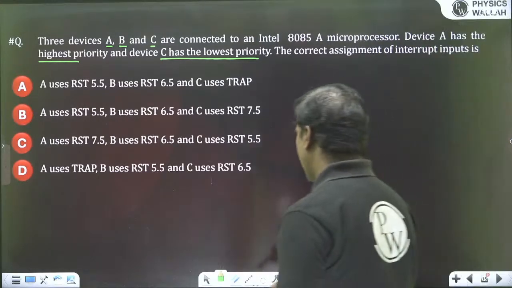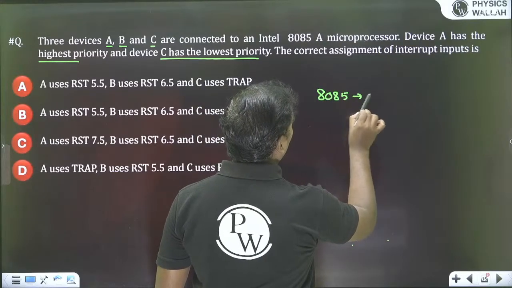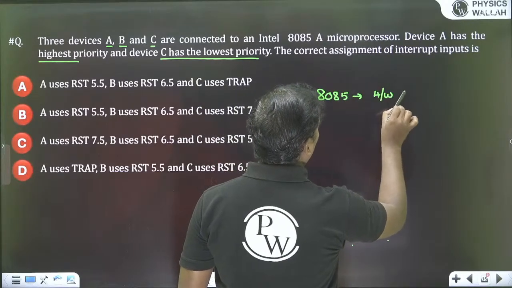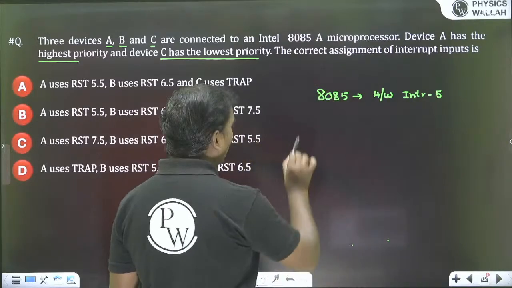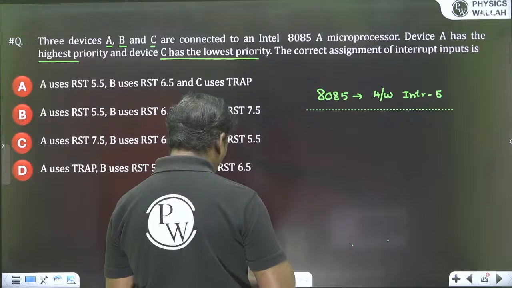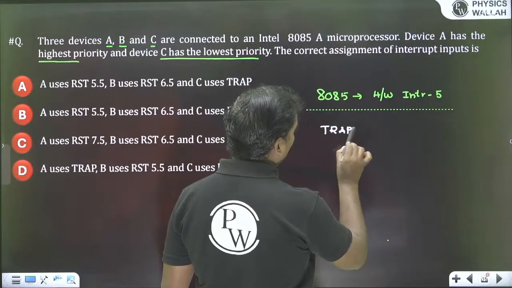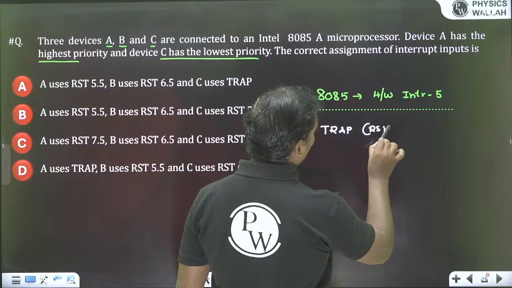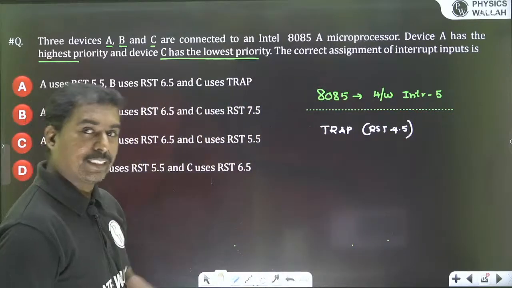Look, 8085 basically has 8 interrupts. In the 8085, the hardware interrupts are 5. So what are the hardware interrupts? First comes the trap. Trap has the highest weightage. Trap is also called RST 4.5. Okay, RST 4.5 has the highest weightage.